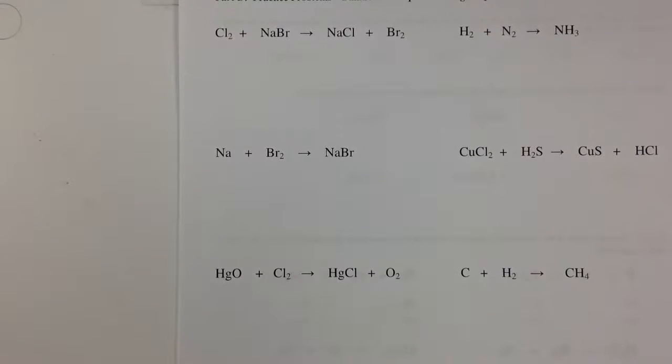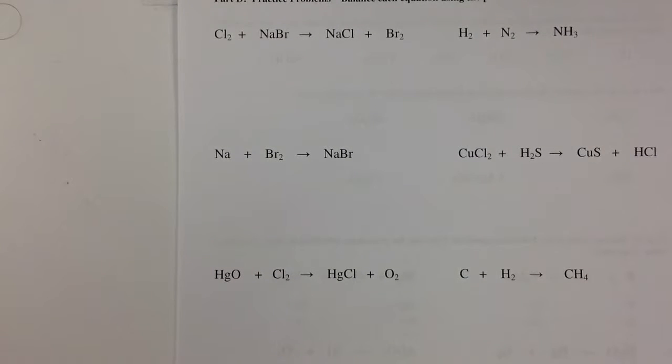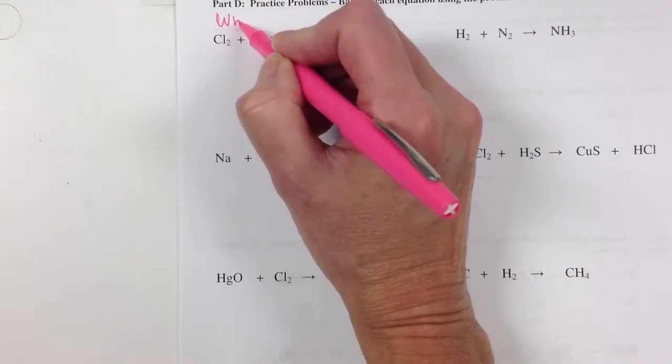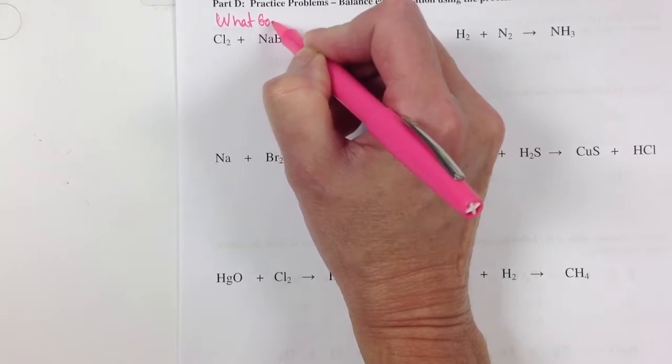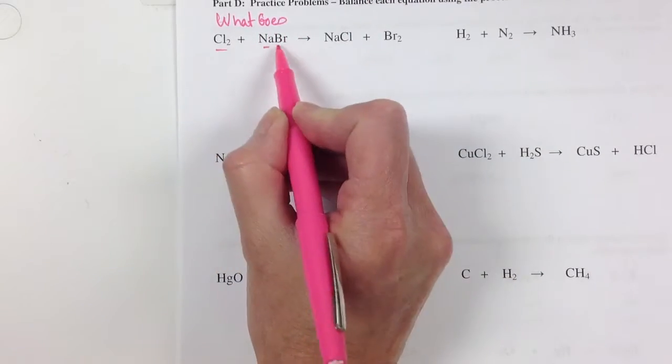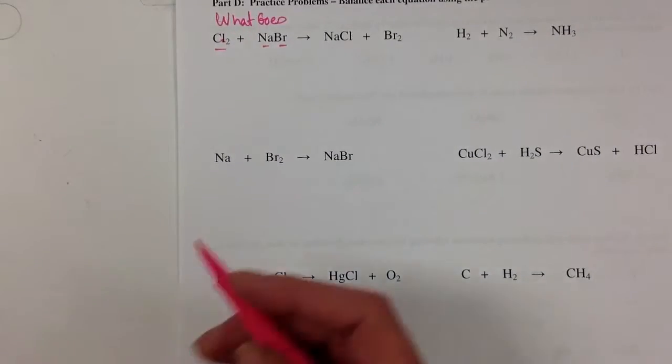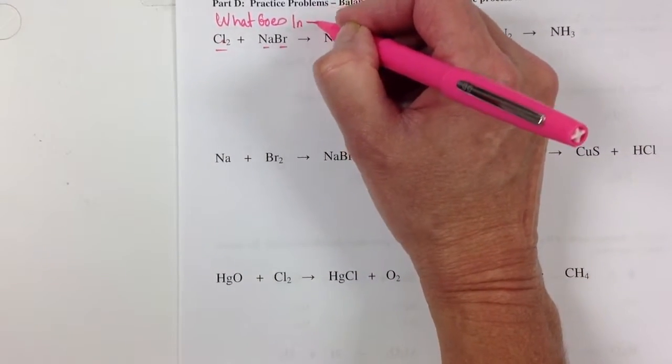Alright, today we're going to look at trying to recognize if a chemical equation is balanced or not. The bottom line is that during a chemical reaction, atoms are not created and they are not destroyed. So what goes in, as far as the elements and the number of atoms of each element, must come out.